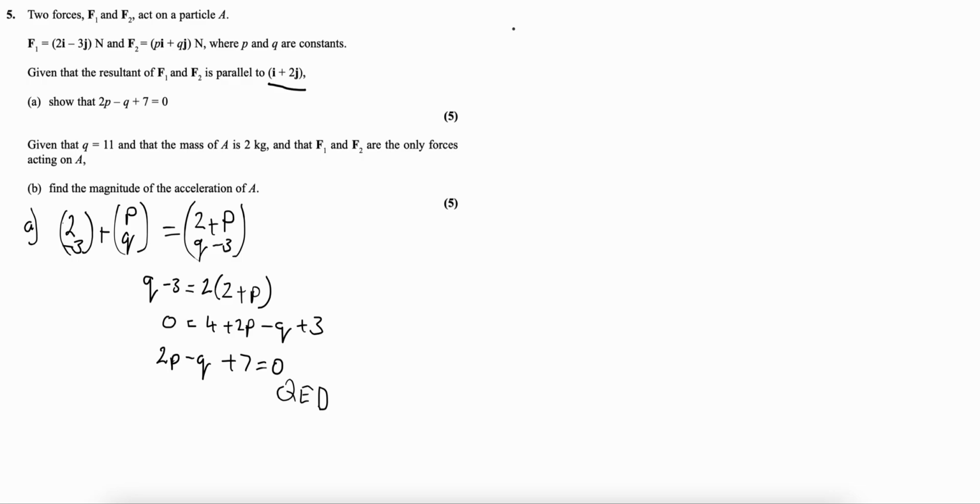Okay, part B, next 5 marks. We are given that q is 11. Now, what they're doing when they're telling us that q is 11 is they are actually telling us what p is as well, because we have this equation that we found in part A. If we take the constants onto the right hand side, we end up with 2p is 11 minus 7, which is 4, so therefore p equals 2.